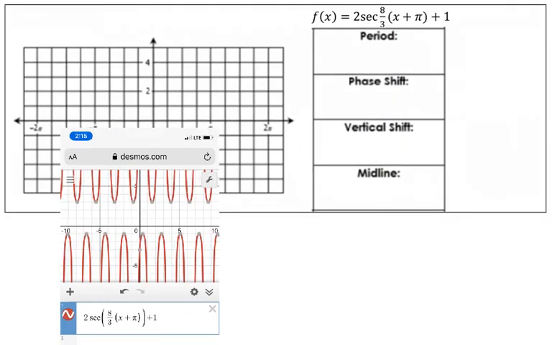Here's the secant one. It's a little hard to enter into Desmos, so that's why I also included that in the picture so you can see how I typed it in. Make sure that you're doing the same.